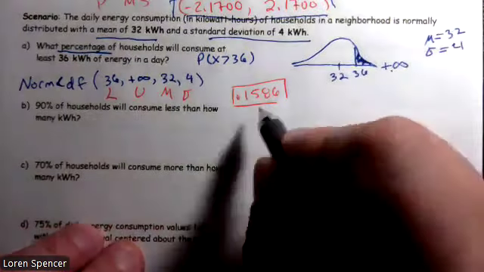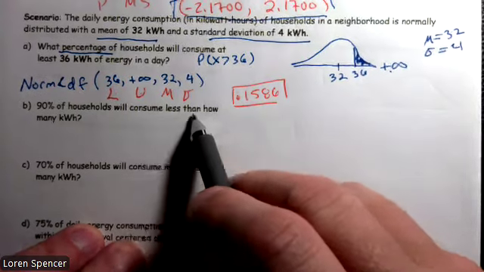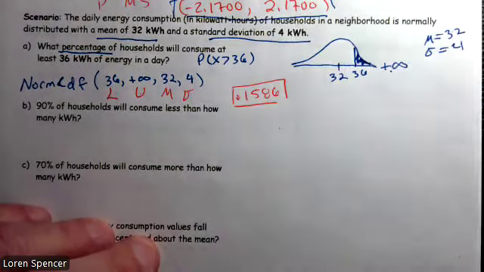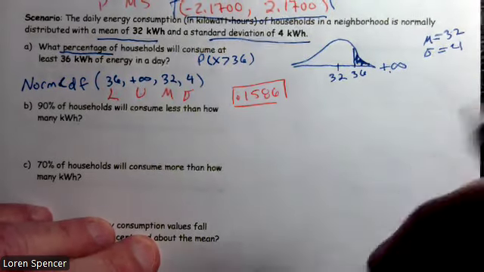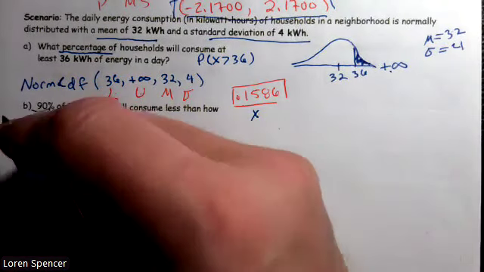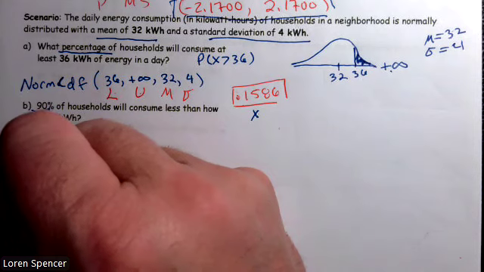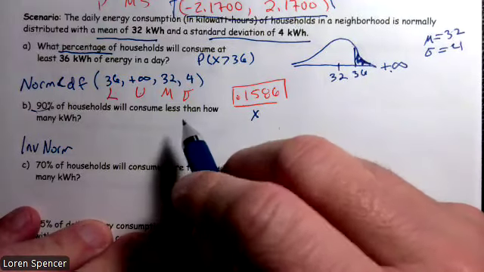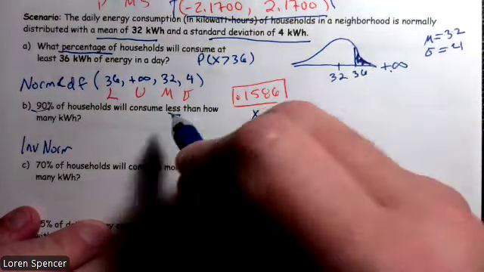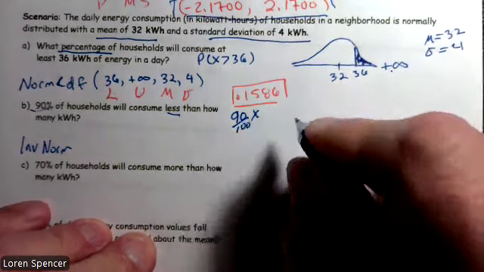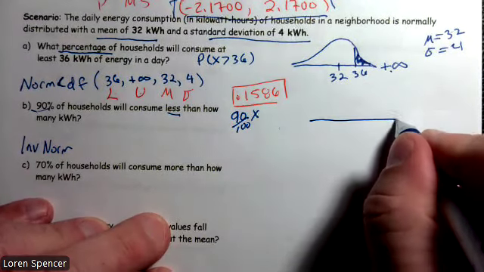All right, next problem. 90% of households will consume less than how many? Anytime they give me a percent, I put an X. Now, the fact that they said 90%, I know this is going to be an inverse norm because they gave me the area. I put an X, will consume less. Less is definitely below X. So this is going to be 90 over 100. That's going to go there.